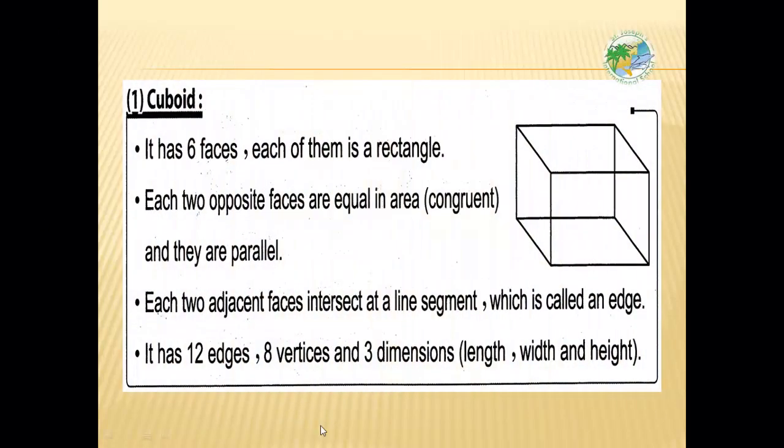Now our lesson is cuboid. So this solid is called what? Cuboid. It has 6 faces, each of them is a rectangle. Its 2 opposite faces are equal in area, congruent, and they are parallel. Its 2 adjacent faces intersect at a line segment, which is called an edge. It has 12 edges, 8 vertices, 3 dimensions: length, width, and height.